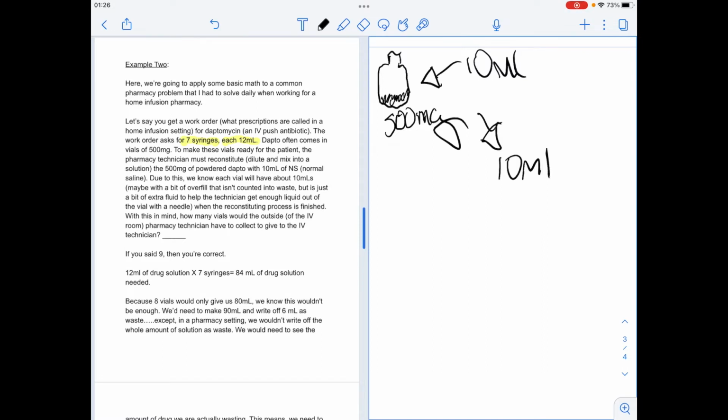Sometimes, if we have a little bit more powder in that vial, there might be a small difference in the overall output of the volume, which we'll see in the next example, and I'll go over that when we get to that. But for now, enough with that. Let's get to the actual problem. So our given, as we went over a lot, is 500 milligrams per 10 milliliter. That's our given.